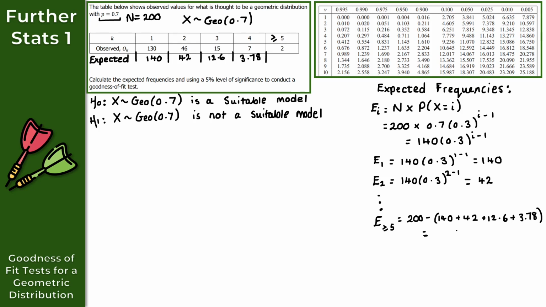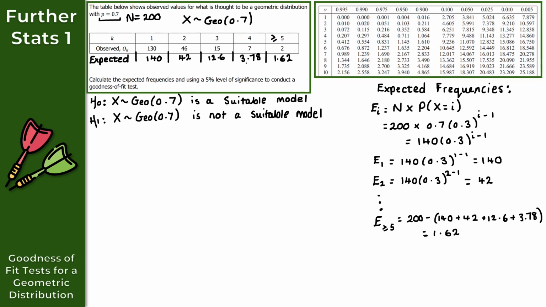So clearly to evaluate this, just use your calculator here. And hopefully what you should find then is you get 1.62. So we get 1.62 there, like so. So that gives our expected frequencies here. But hopefully you notice straight away we do have a bit of a problem here.